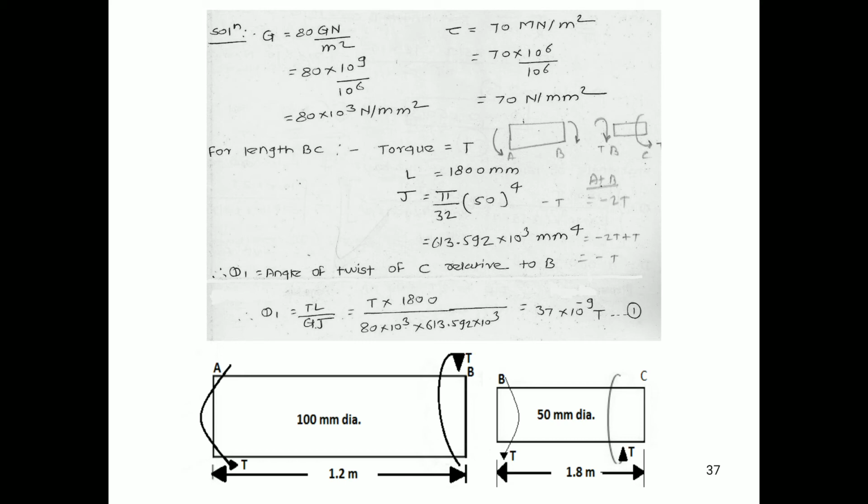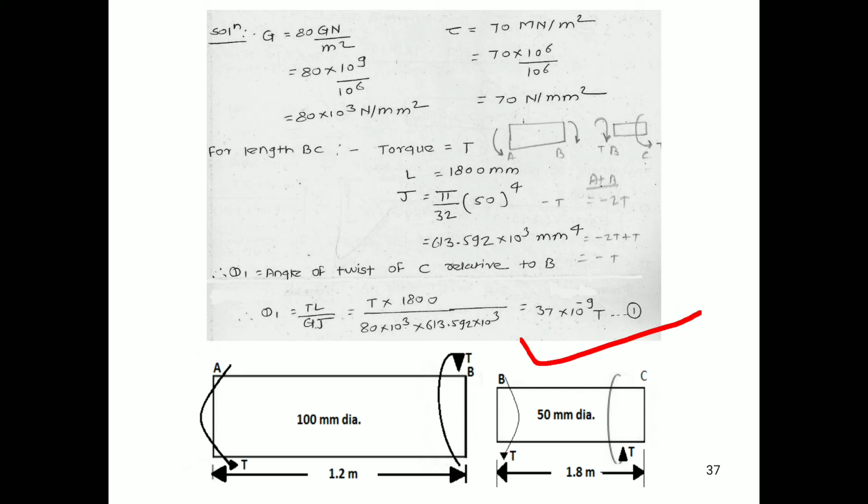First of all we will calculate the value of theta for BC, then we will calculate the value of theta for AB. Remember that in case of one end fixed and the other end free, you always start making the free body diagram from the free end. Therefore for length BC we have torque equal to T. This is the free body diagram for BC.